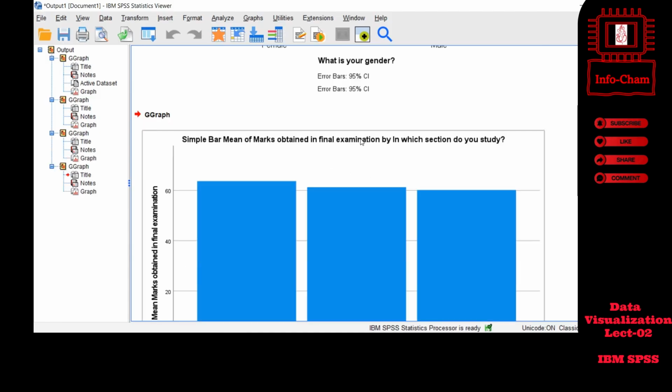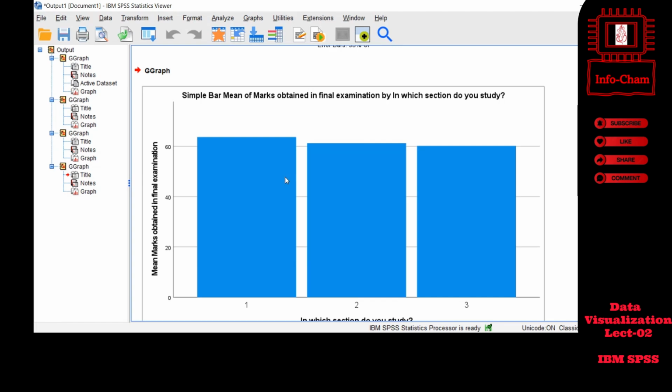Okay, so let's see what should be the output again. I am using the same file. Let's see. Can you see? It seems section 1 is looking okay, intelligent, and section 2 is very less. Section 3 is very less. You can have the idea now. And how you can put labels over here, I told you in the starting. Go to the editor and put some value.